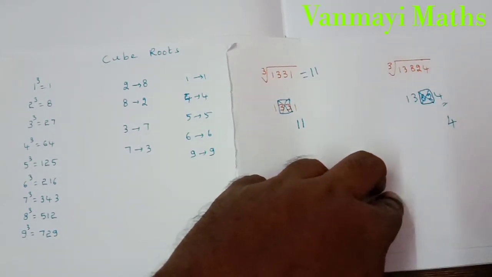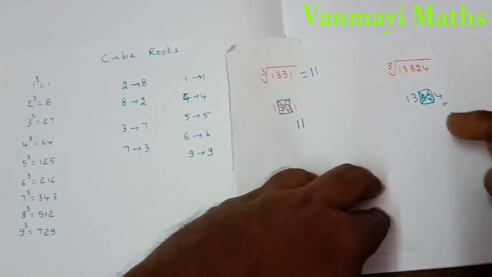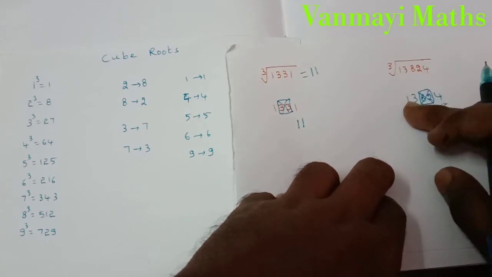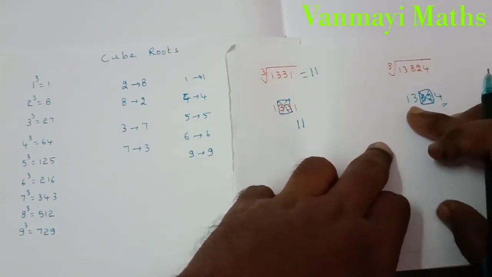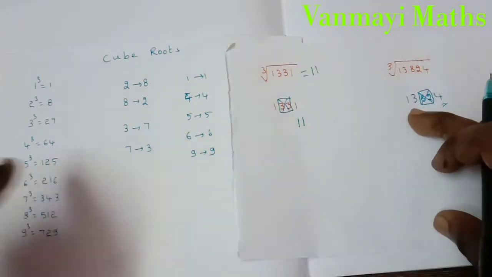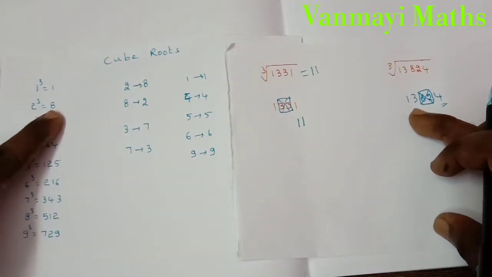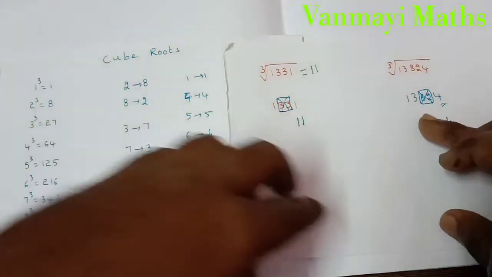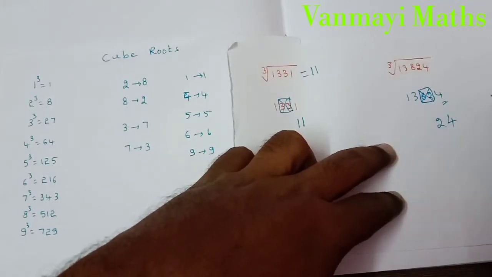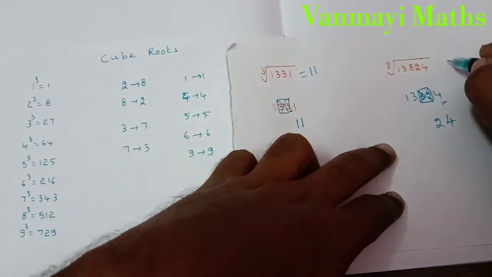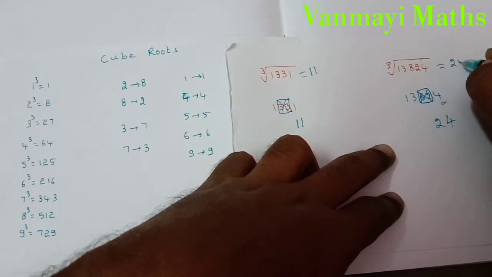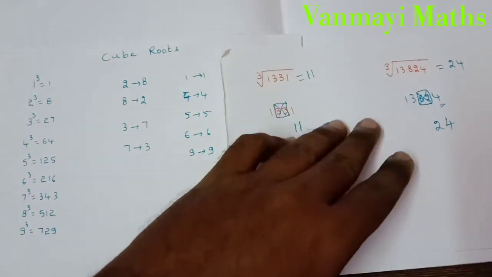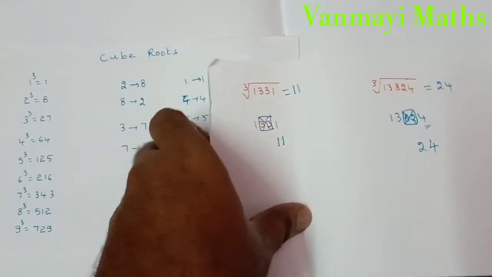Next for 13, the nearest cube. We have to go with the nearest one, either lesser or equal. The cube which is nearer to 13 is 8. The cube root of 8 is 2. So 8 is the nearest cube and its cube root is 2. That's why you write 2 here. So the cube root of 13,824 is 24. This is the method to find the cube root. Next, we'll go with another one.